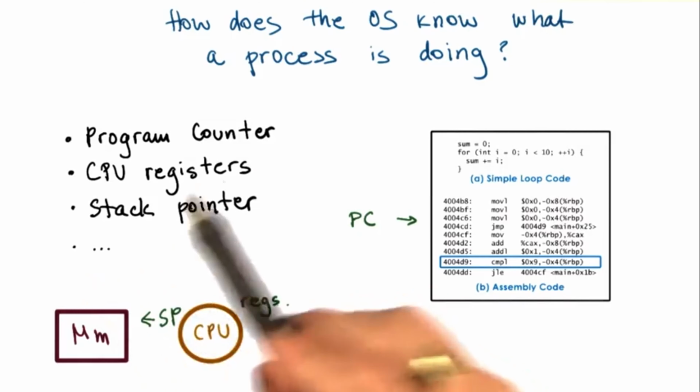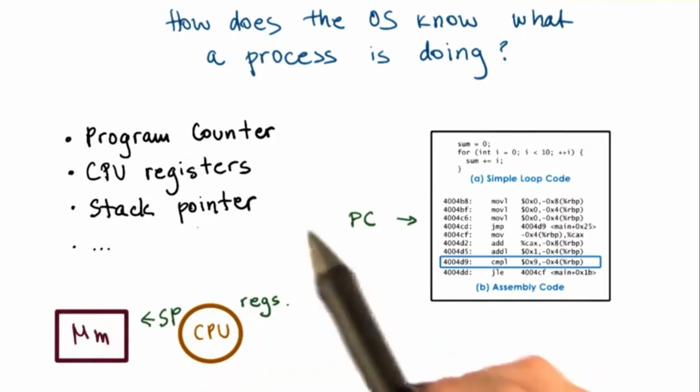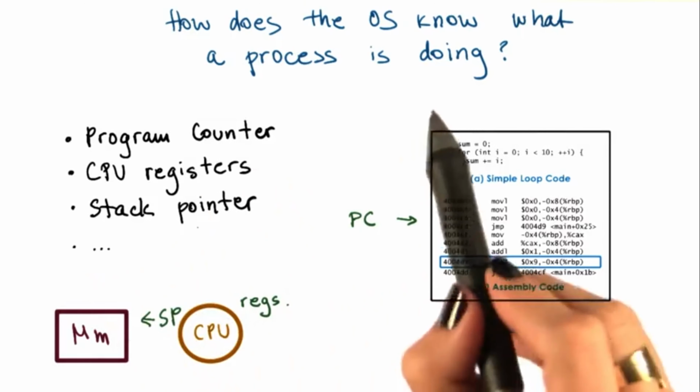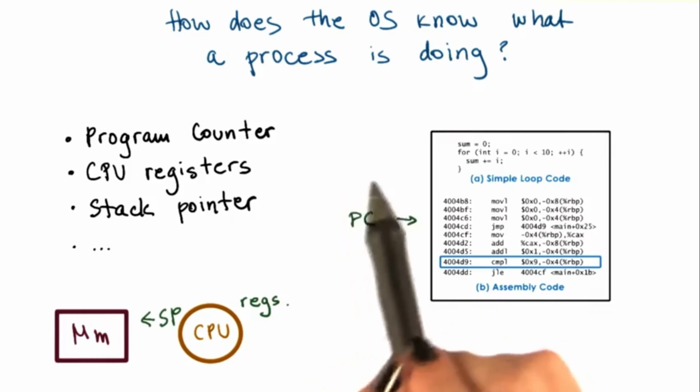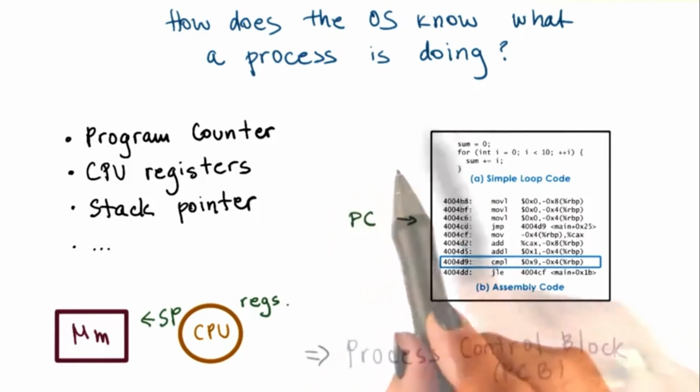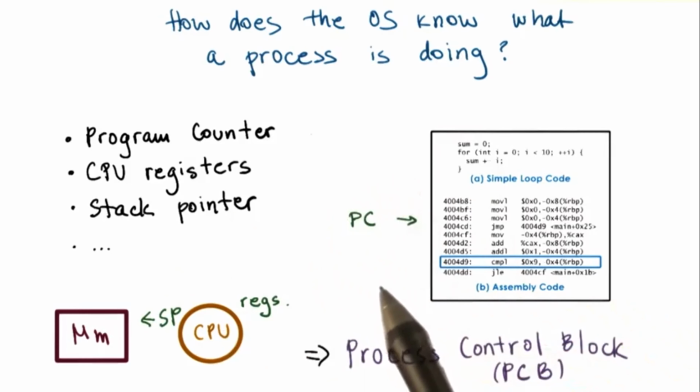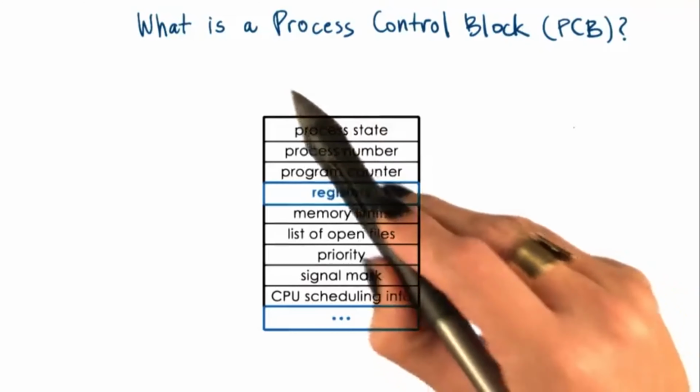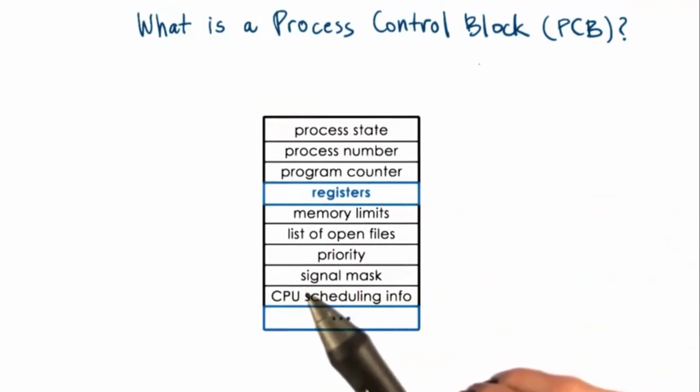And similarly, there are other bits and pieces of information that help the operating system know what a process is actually doing at a particular point of time. To maintain all of this useful information for every single process, the operating system maintains what we call a process control block, or a PCB. Let's see now what is a process control block.